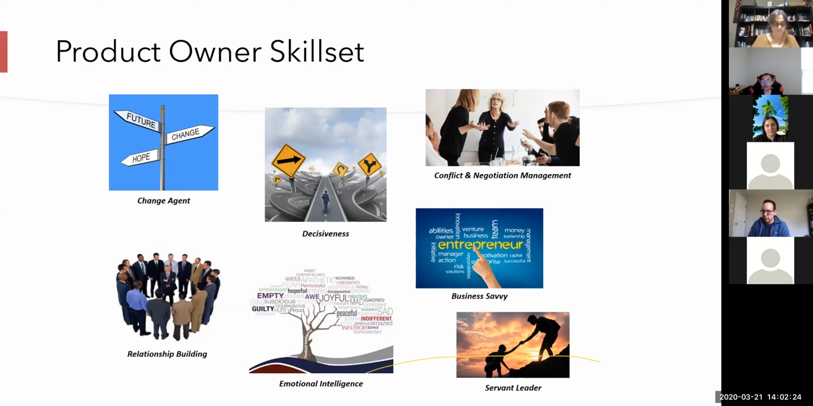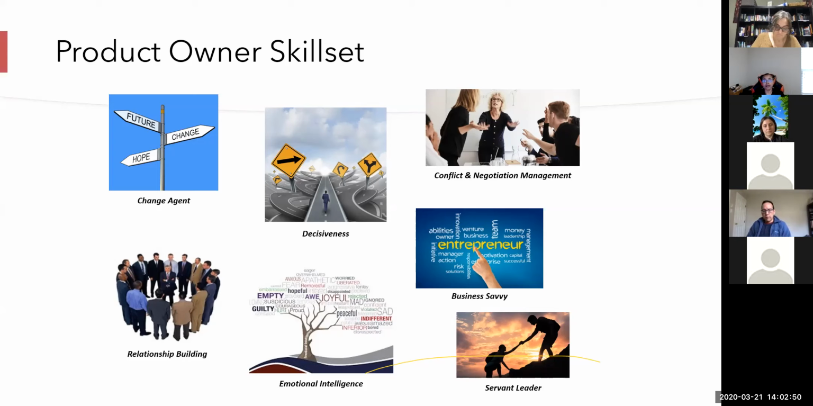Decisiveness. Some people don't like to make decisions. They want someone else to make a decision. And as a product owner, you're definitely going to have to make decisions, and not just decisions, but some tough ones, like, no, we're not going to do that. And I understand that that client's a $50 million client, but that doesn't align with where we want to take the product or where the business is going. So we're going to have to just say no to that.